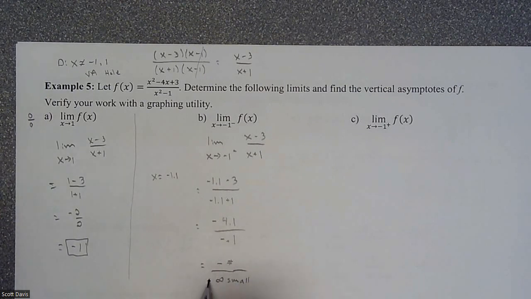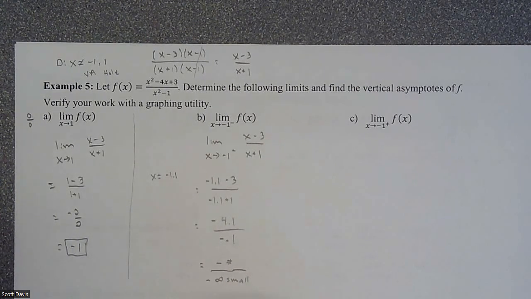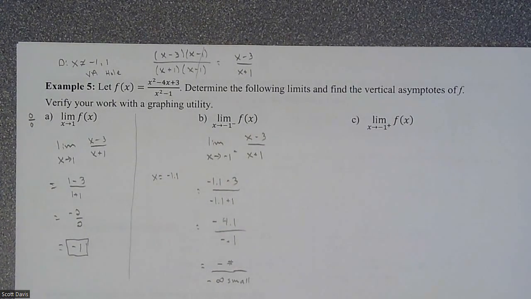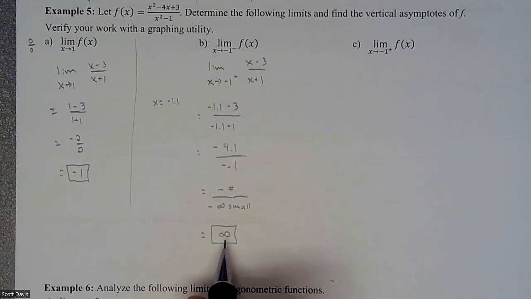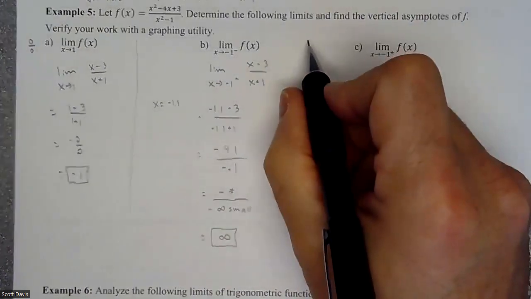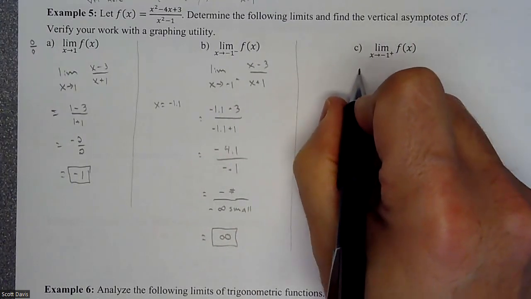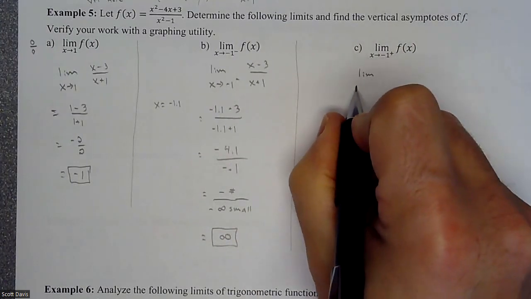All right, so the negative divided by the negative is going to cancel, and anything divided by something that's getting infinitely small is making the fraction infinitely big. So that's what should be happening on that side. And then if we do this one, we're going to be doing the exact same thing. This time we're going to be on the right side.